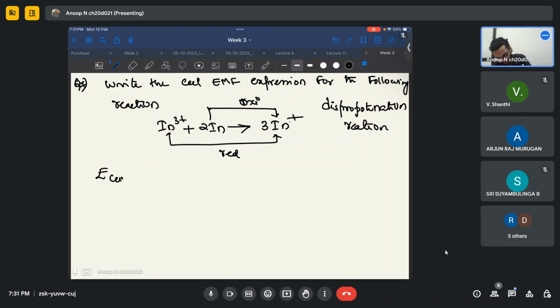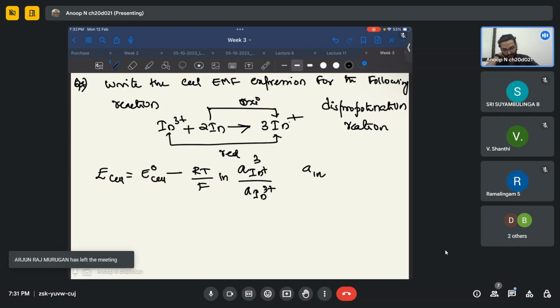E cell is equal to E0 cell minus RT by F ln of activity of indium plus to the power 3 divided by activity of indium 3 plus. So I am taking the activity of indium to be 1.